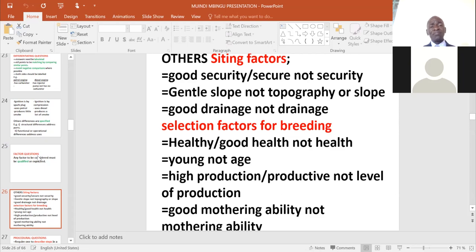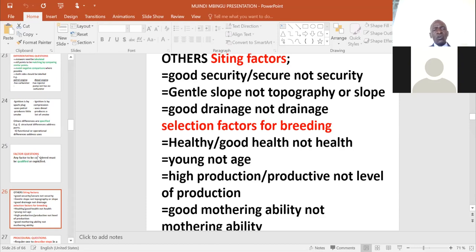At the same time, the slope is considered, or topography, but you must tell us what kind of topography. It's a gentle slope, okay? Don't just say topography. Don't just say slope and leave it like that. Drainage is also considered in siting farm structures. So we must say good drainage, not drainage alone.